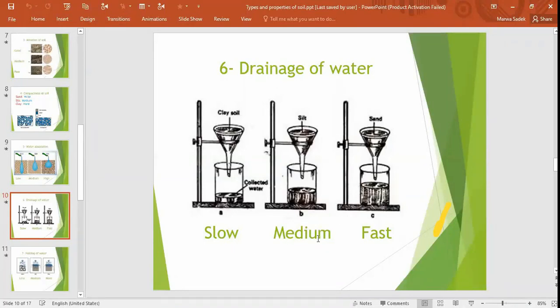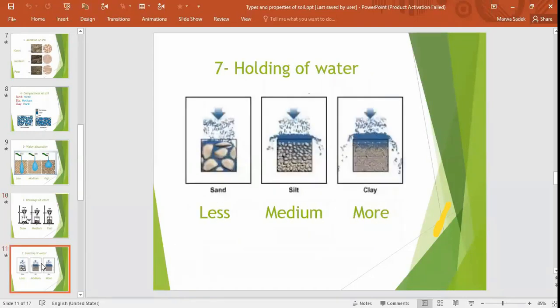Silt soil is medium in drainage of water. Clay soil is slow in drainage of water. So again, sand soil, fast in drainage of water. Silt, medium in drainage of water. And clay is slow in drainage of water. Okay?